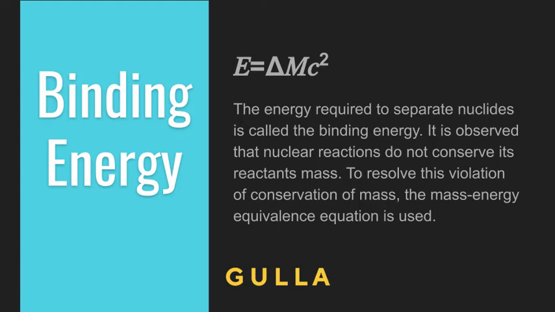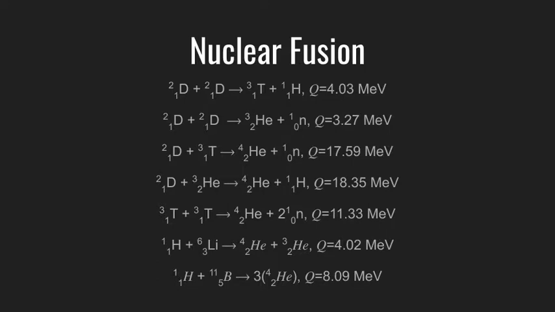It is observed that nuclear reactions do not conserve their reactants' mass. To resolve this violation of conservation of mass, the mass-energy equivalence equation, or E equals mc squared, is used. Here are some examples of binding energy associated to some of the common fusion reactions, like isotopes of hydrogen.